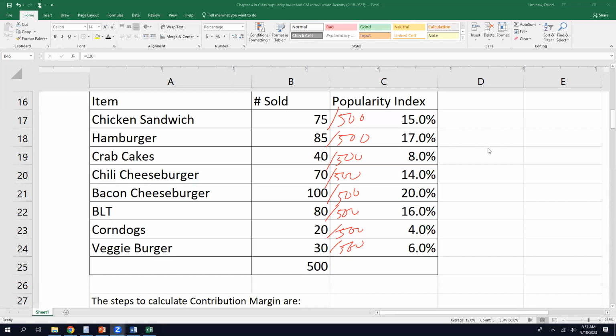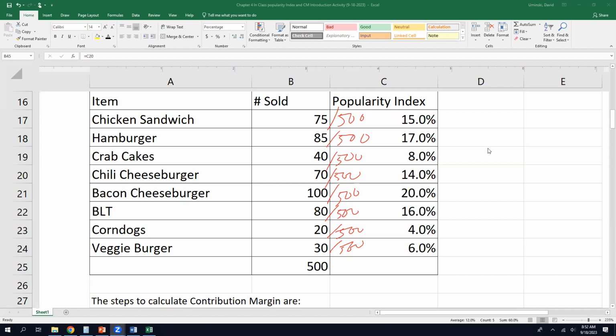All right, so just to make sure we have enough time to get through everything, I've gone ahead and put the answers up on the board. So we have 20% bacon cheeseburger, 16% BLTs, 4% corn dogs, and 6% veggie burgers.